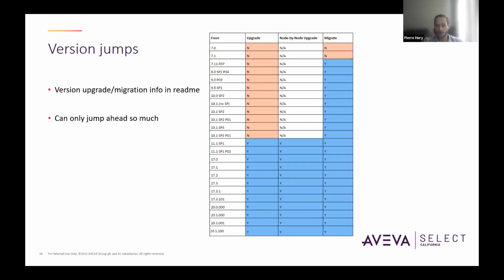So this matrix here is taken from the 2023 README. It shows you how far ahead you can do a direct upgrade or a migration to Aviva InTouch 2023. So if you have to upgrade or migrate from a version that has an N in the cell in the matrix, the modernization will require two steps. You'll first need to upgrade or migrate to a version that it can jump to, and then subsequently do it again from that intermediary version to version 2023. So it'll require two steps, and you can reference this matrix to find out if that applies to you.